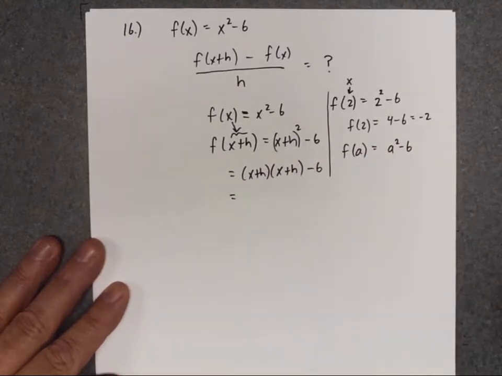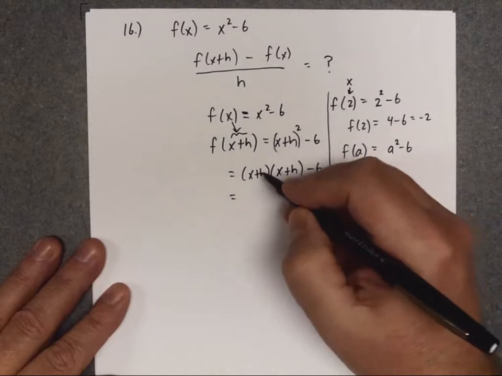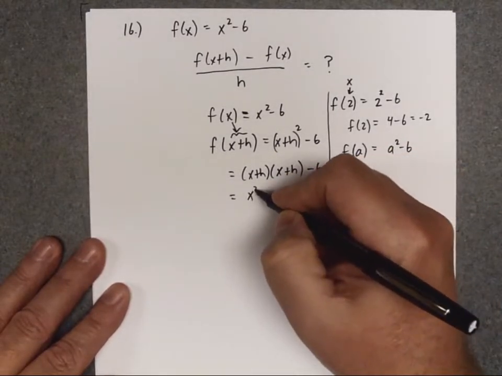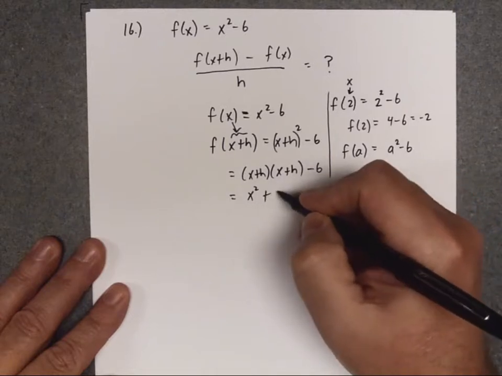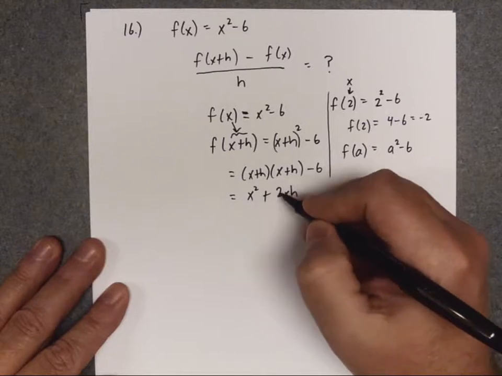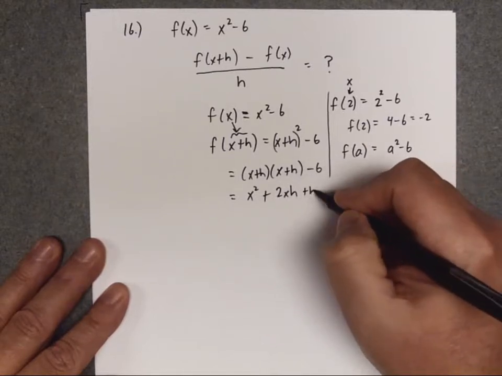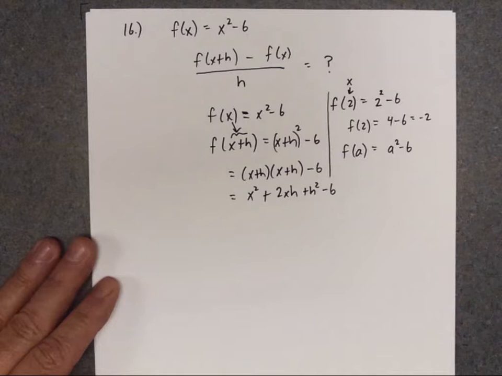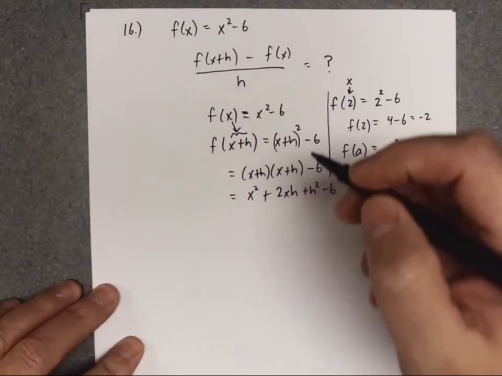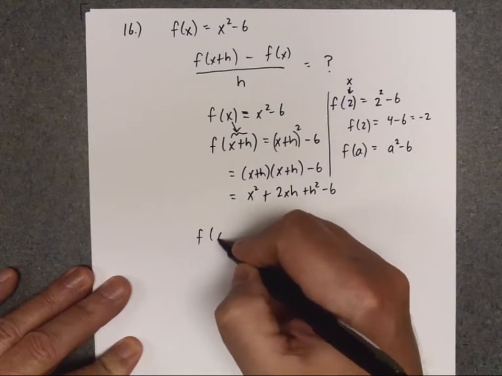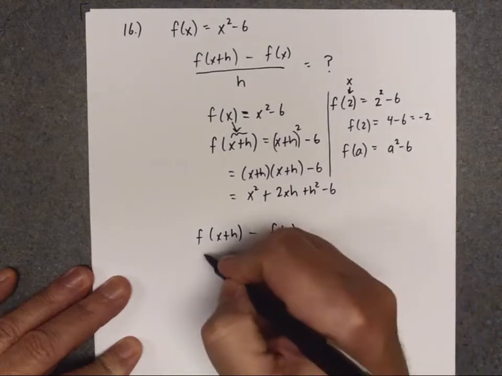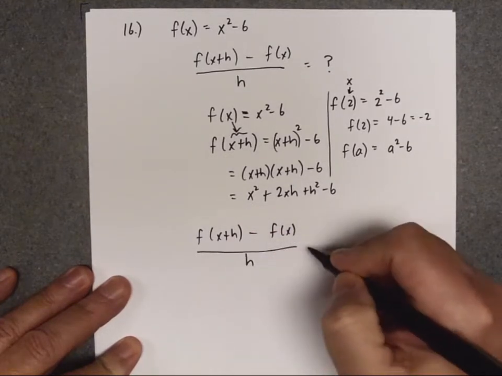Now most of you, I think, probably learned to FOIL or to multiply out these parentheses. I'm going to try and skip a step in my head. I hope I don't mess up. When you multiply these out, you get x squared plus 2xh plus h squared minus 6. So that's actually this piece right here. So now, that's the most complicated piece. So let me do the rest. And actually, let me take a minute.